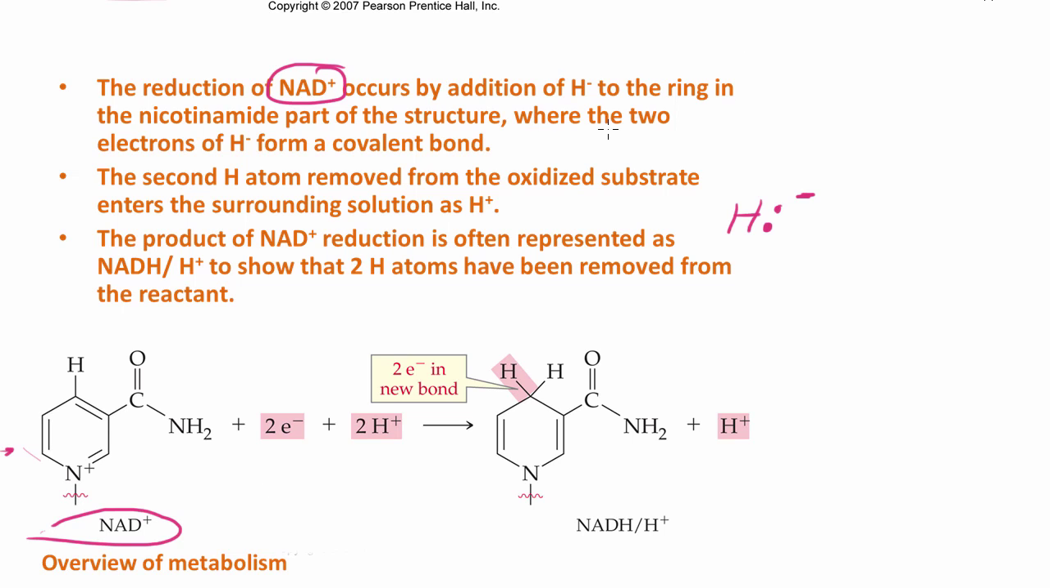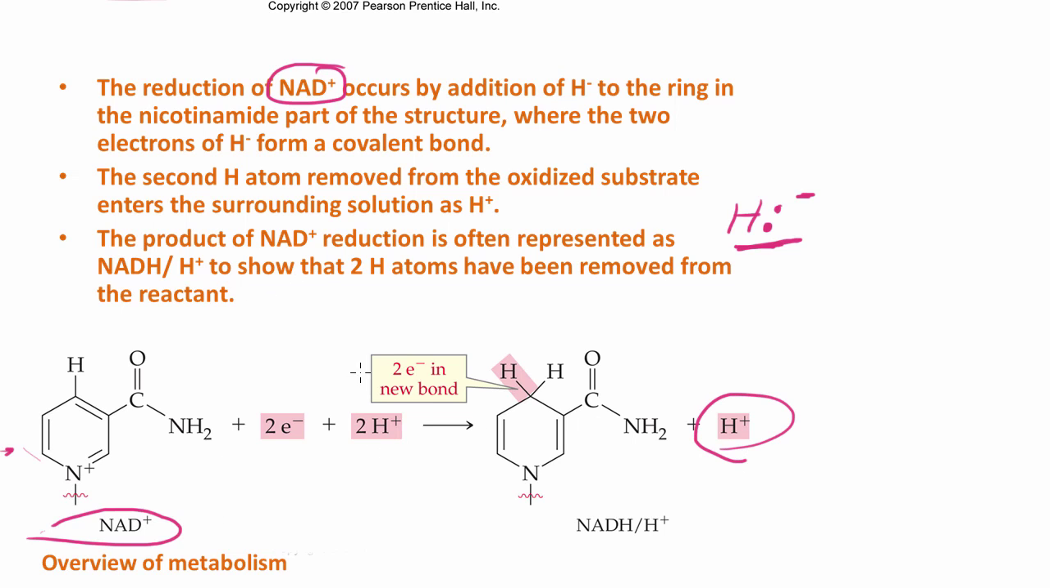So we have addition of the hydride ion to the ring in the nicotinamide part of the structure, where the 2 electrons of the hydride will form a covalent bond. So again, remember, hydride ion, 2 electrons, and a negative charge. The second hydrogen atom that was removed from the oxidized substrate, okay, the substrate is the substance being oxidized, enters the solution as hydrogen ion.